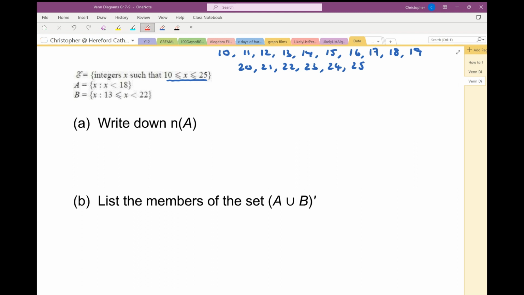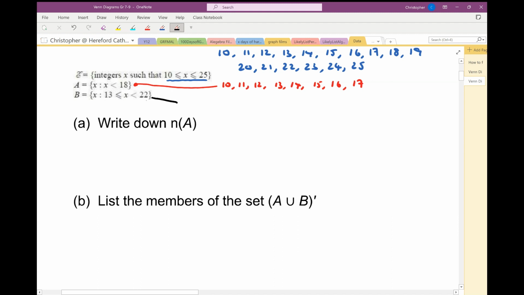Now, A is going to be anything in the universal set which is less than 18. So 10, 11, 12, 13, 14, 15, 16, and 17, not 18. Now B. B is going to be anything in the universal set which is between 13 and 22, including the 13, but not including the 22. 13, 14, 15, 16, 17, 18, 19, 20, and 21, not including the 22.